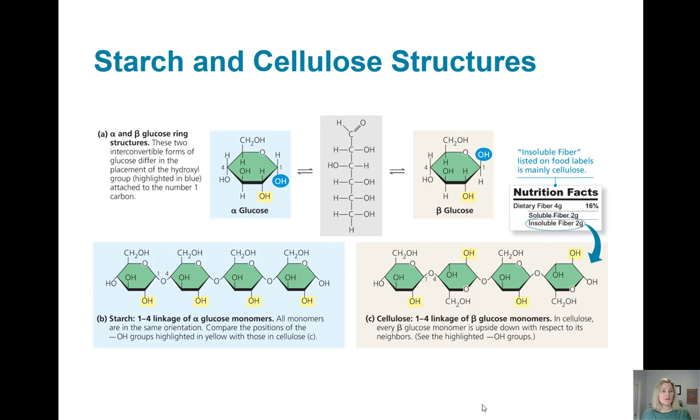So here's just showing the difference between the starch versus the cellulose. So two things that are found inside the plants. And you'll notice there's just a slight difference in the arrangement of those glucose monomers. So in the starch, you can see where those hydroxyl groups are. They're all on one side. Whereas in the cellulose, they are on opposite sides. And because of that, that's going to change the structure.